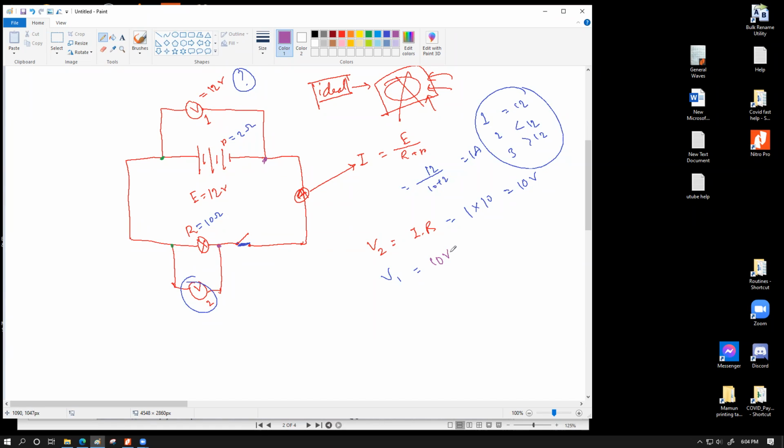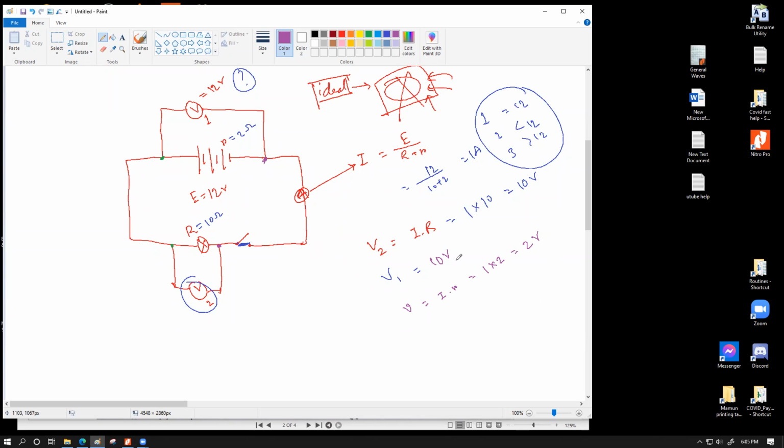Now you might wonder, where did this other 2 volt go? This 2 volt is being spent within the battery to push the electrons through the battery itself. And this is the loss that we're going to talk about after a while. So in this case, the lost voltage, which is usually represented by a small v, is the current into the internal resistance, which is 1 ampere into 2, which is 2 volt. Now we have the full picture.